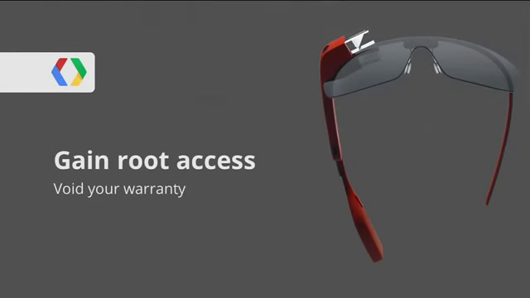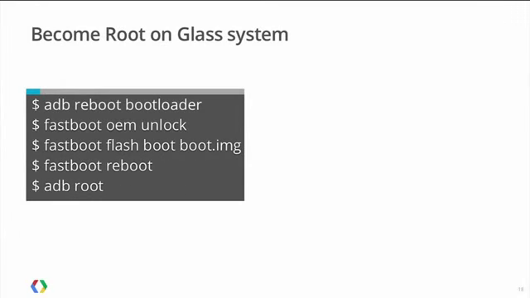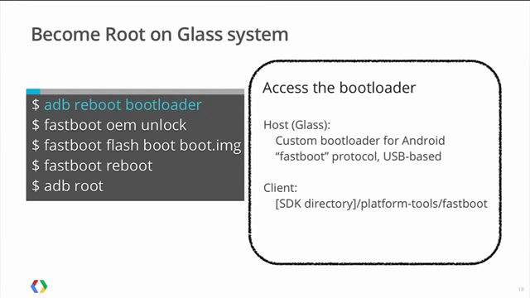So now I'll go on to the second part of this talk. I will go through how you can gain that root access. There are 5 commands that you have to execute to gain root access on an off-the-shelf Glass device. The first command reboots into the bootloader that implements fastboot protocol on top of the USB device driver.